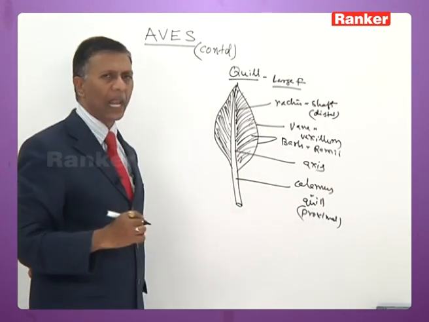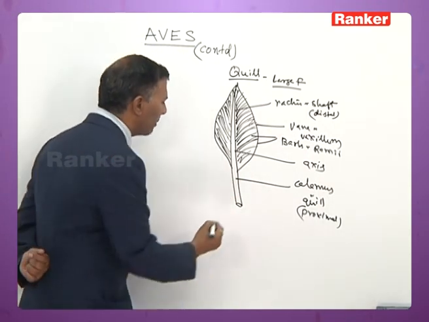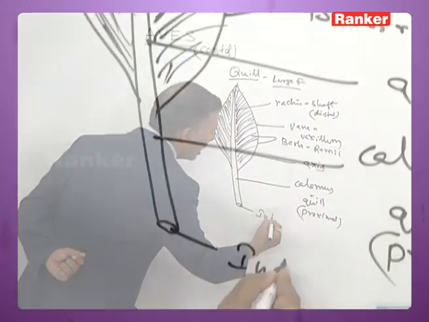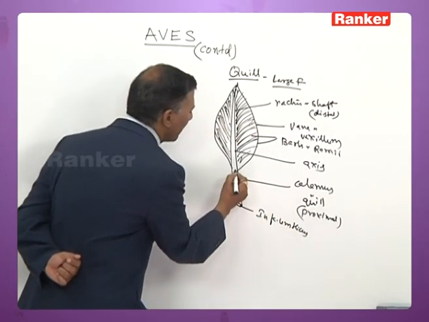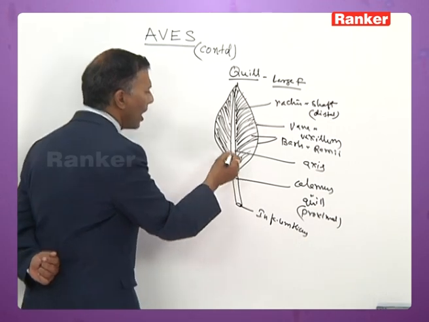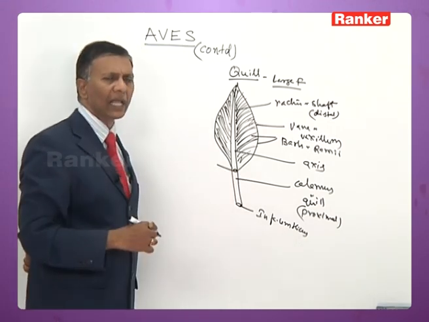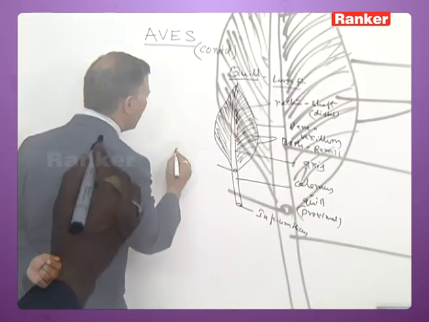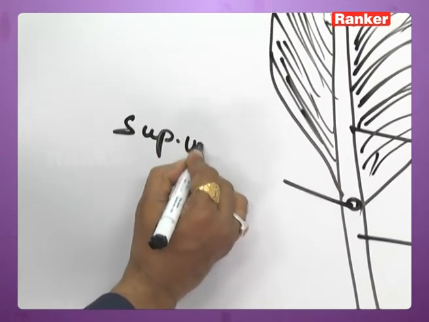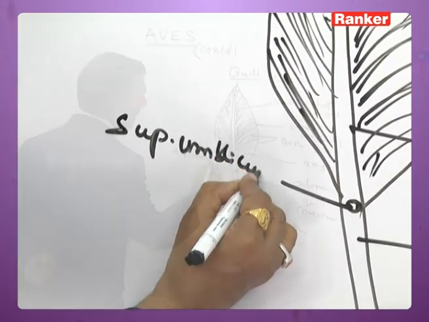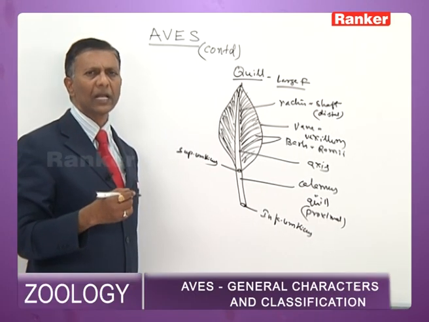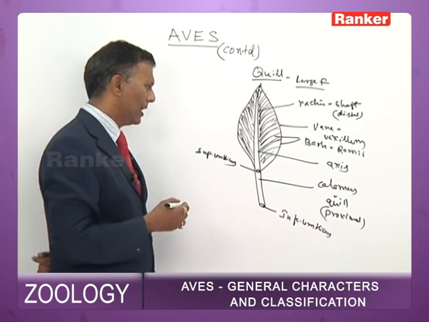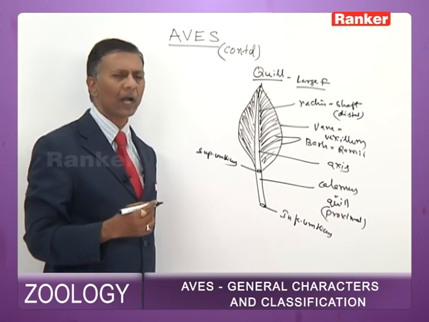Now the proximal calamus or quill has got two apertures. The inner one is called inferior umbilicus, and the aperture which is there at the junction of rachis and calamus is called superior umbilicus. Through inferior umbilicus, the nutrients are supplied to the feather, but the function of superior umbilicus is not known.